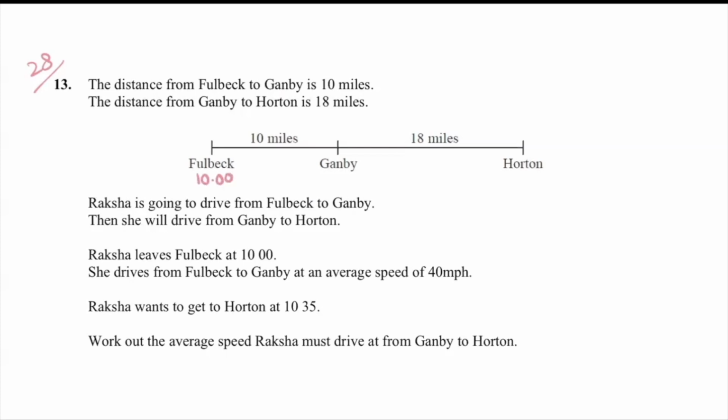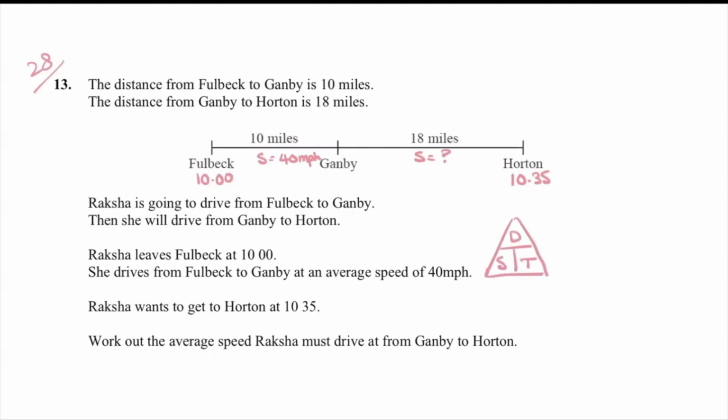She drives at an average speed of 40 miles per hour. She wants to get to Hornton at 10:35. And our problem is to work out the speed. That's what I'm trying to achieve. So from the information I can see, I've got my distance and speed here, which means I would be able to find my time. Let's not forget our really useful triangle.